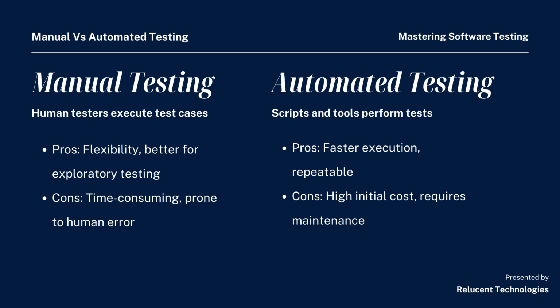Manual testing does come with its drawbacks. It's often slow and labor intensive. Every feature has to be tested by hand, which can take a lot of time, especially as your software grows. Another challenge is the potential for human error. Since manual testing relies on people, results can vary depending on the tester's attention and experience.